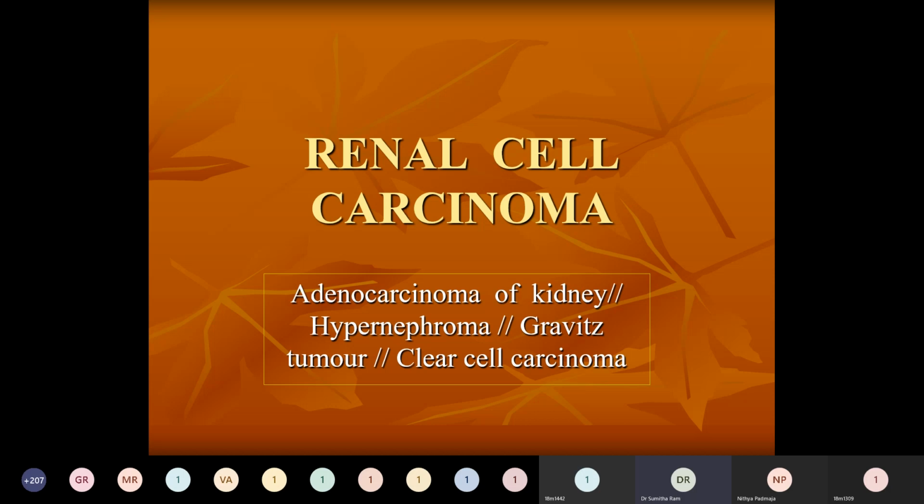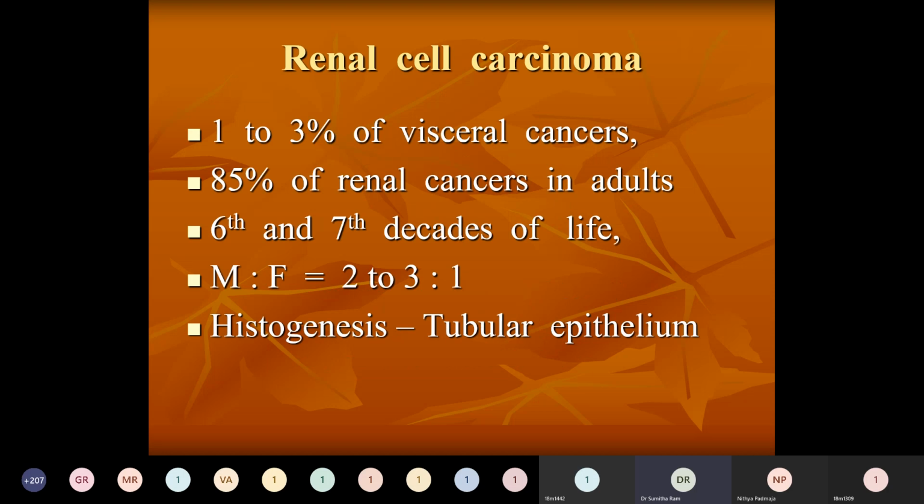So these are all the different names of renal cell carcinoma. This is important for you because in your final exams there could be a question which says, please write in detail about the pathogenesis and pathology of hypernephroma, or it can be given as Grawitz's tumor, or in any of these names. So you need to know all the different names of renal cell carcinoma.